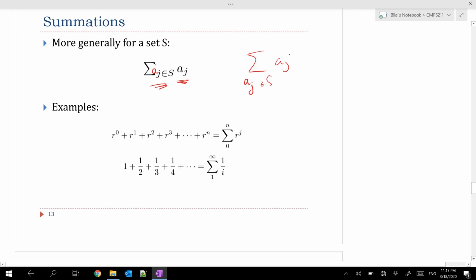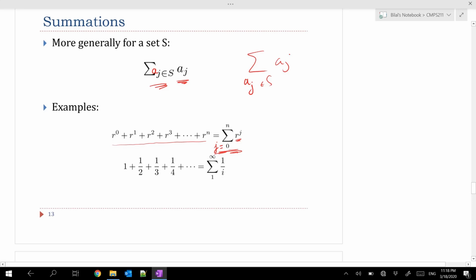Examples. r to the power 0 plus r to the power 1, up to r to the power n is the summation here. To stick to the notation that we just saw, we should add j below. So it's the summation of r to the power j for j equals 0 up to n. And another example: 1 plus 1 over 2, and so on and so forth.